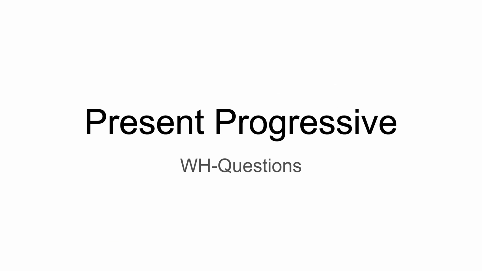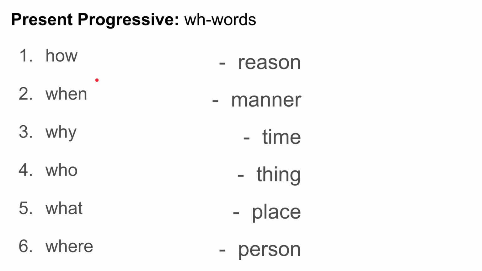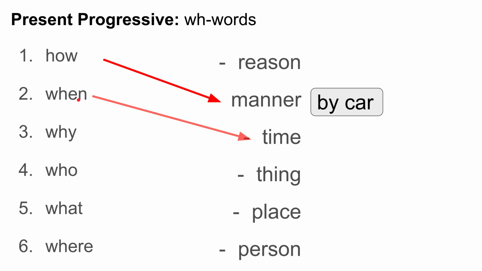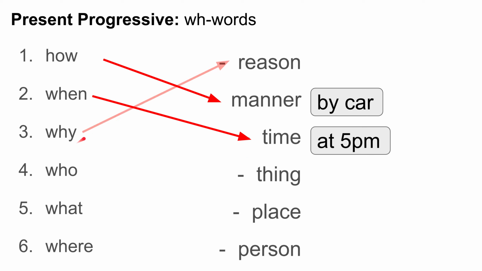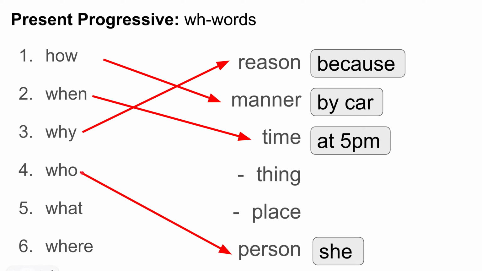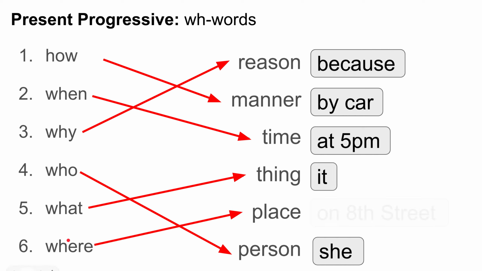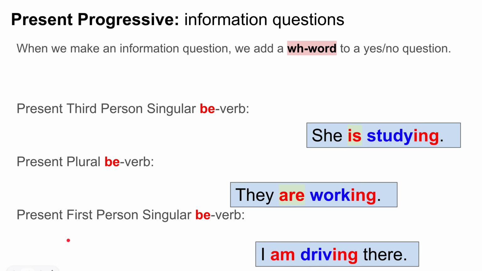Let's talk now about WH questions. Before we start, let's talk a little bit about WH words. How is for manner. Example: how do you get to school? By car. When is for time. For example, when is it? At 5 p.m. Why is for reason. Why? Because. And who is for person. So, who is it? She is. And what is for a thing. What is it? It is. And where is for a place. Where is it? On 8th Street.